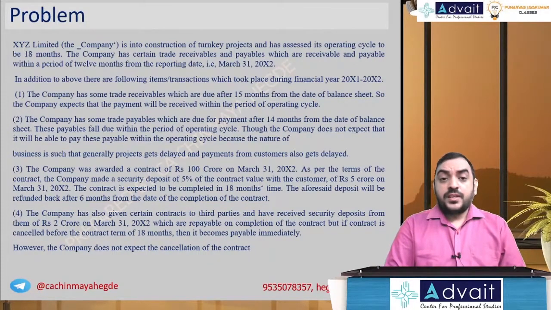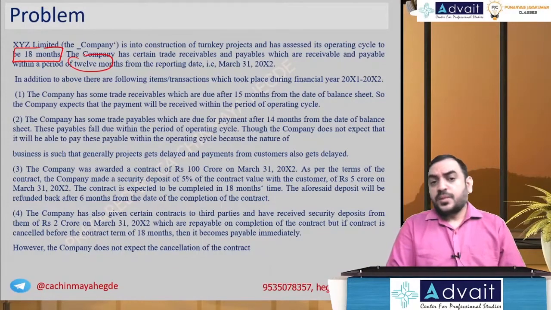XYZ Limited, the company is into construction of turnkey projects, a construction company, infrastructure company, and has assessed its operating cycle to be 18 months. Operating cycle to be 18 months. The company has certain trade receivables and payables, which are receivable and payable within a period of 12 months from the reporting date, that is 31st March 2002. So they have some receivable and payable within a period of 12 months from the reporting date.